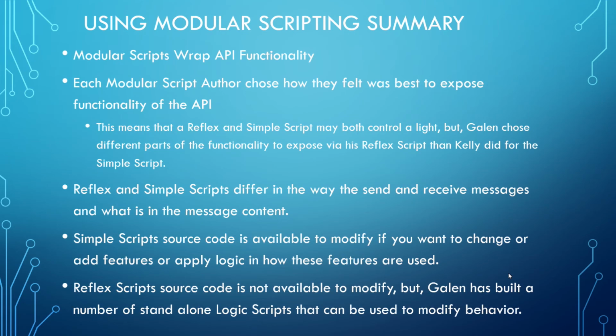Okay, we're going to summarize this up real quick. Modular scripts that have been written, either in the Reflex framework or the simple framework, wrap existing API functionality, and they wrap them differently. Each modular script author chose how they felt it was best to expose the functionality of the API. That means that they may both control light, but Galen chose something different than Kelly did in order to control that light. And if I was trying, there'd probably be a third version. So Reflex and simple scripts differ in the way they send and receive messages and what's in the message content.